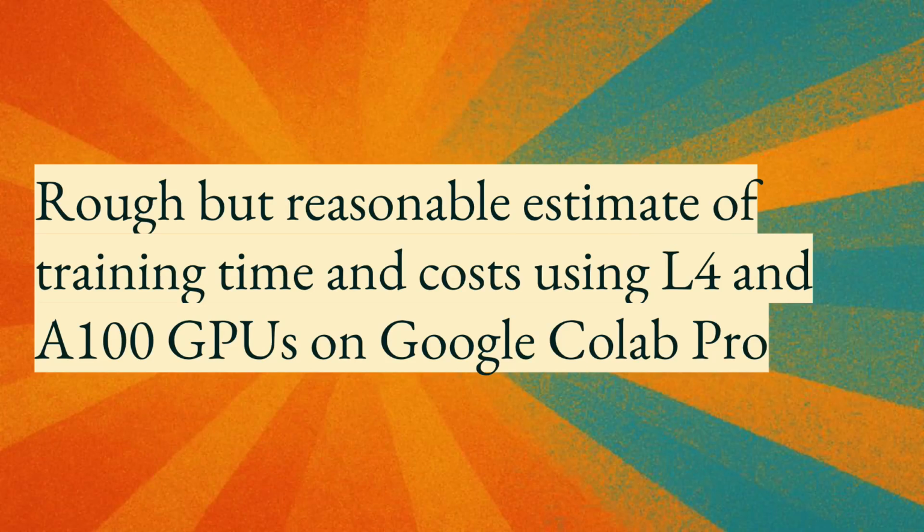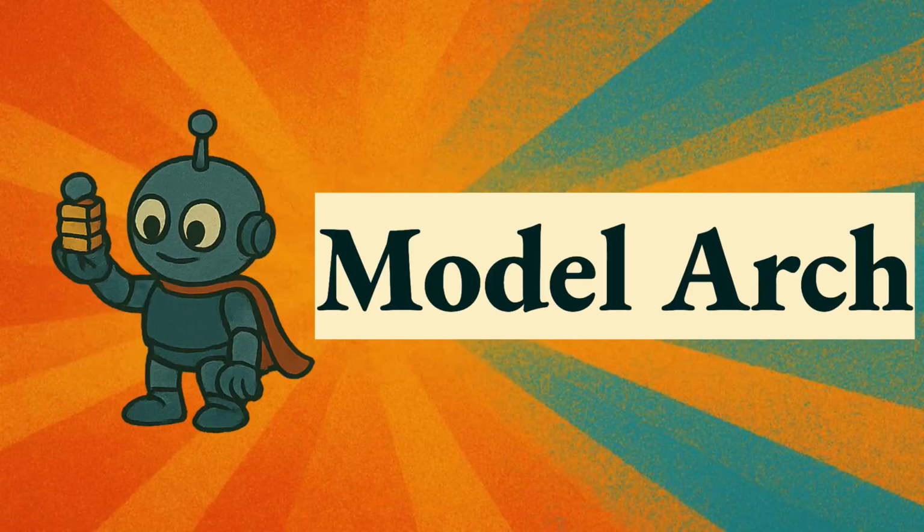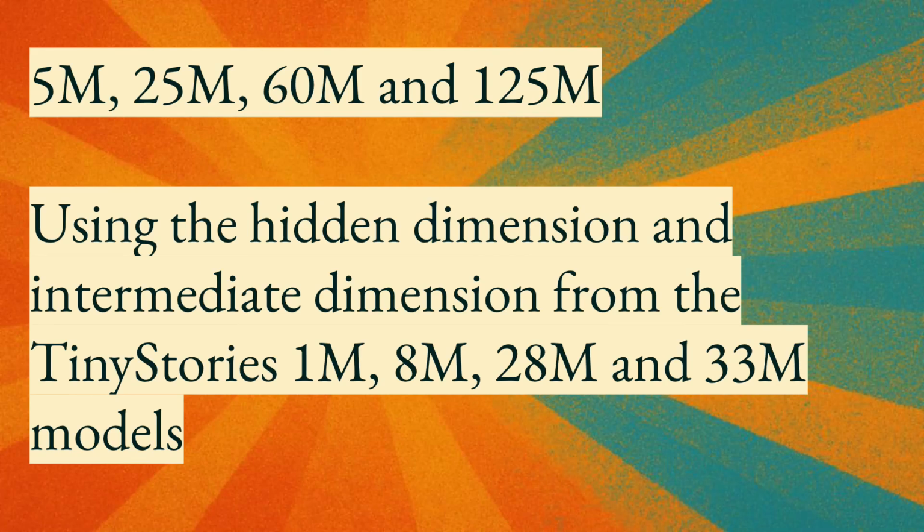So my goal was to get rough but reasonable estimates of training time and costs using the two GPUs that I can run that can handle flash attention 2, which is the L4 and the A100 GPUs on Google Colab Pro. So the model architectures are as follows.